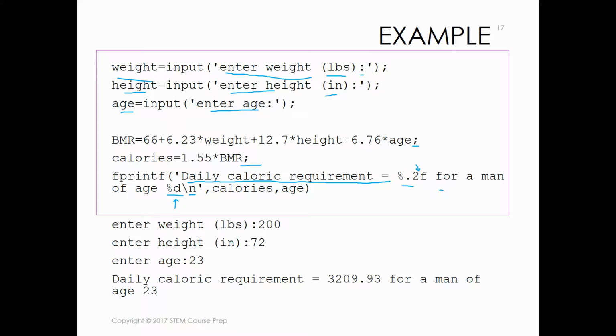So if you run it, this is what it'll look like. These statements here get displayed to the user. So I just put in 200 for an example. I put in 72 for height, and then I put in an age of 23. Okay, so MATLAB then goes through, it does the calculations for BMR and then calories, and then you can see your final output. All right, so this is your only output you're going to get from running this script. So it tells you your daily caloric requirement is 3,209.93 for a man of age 23.